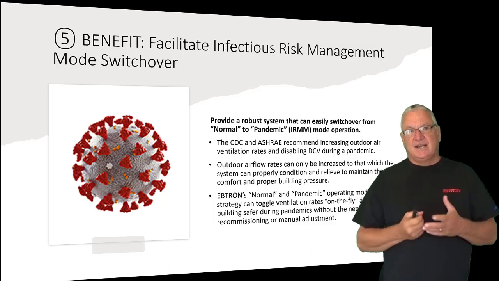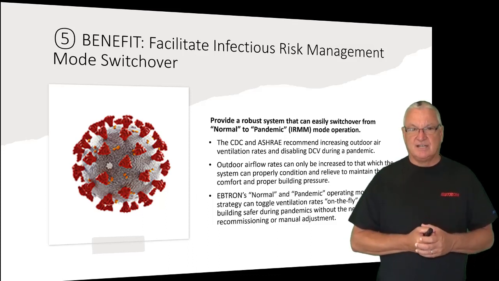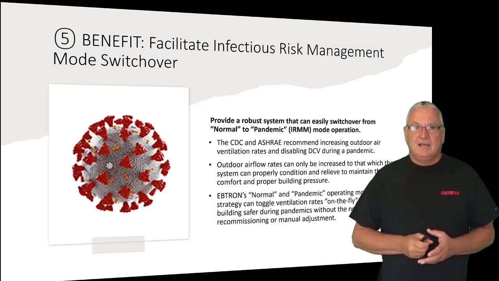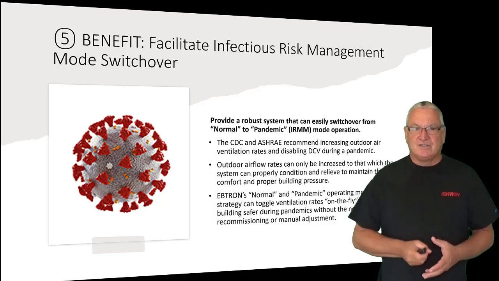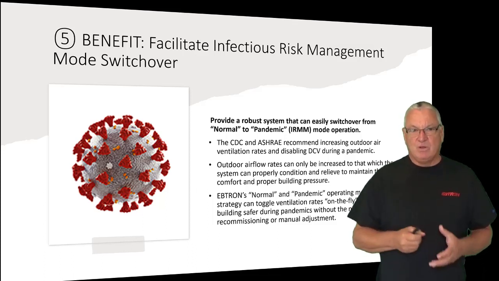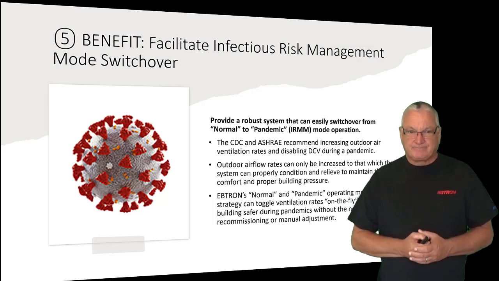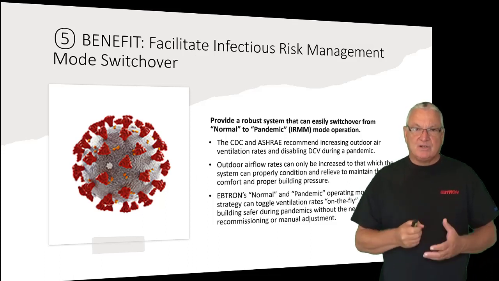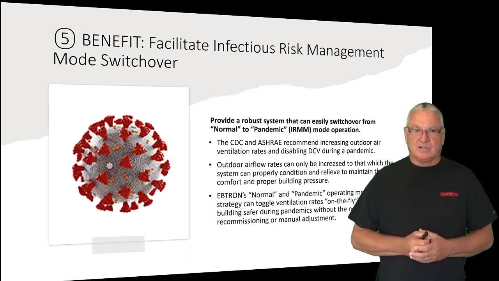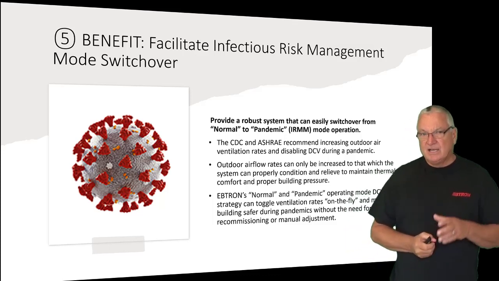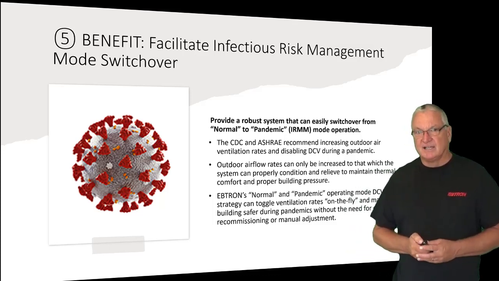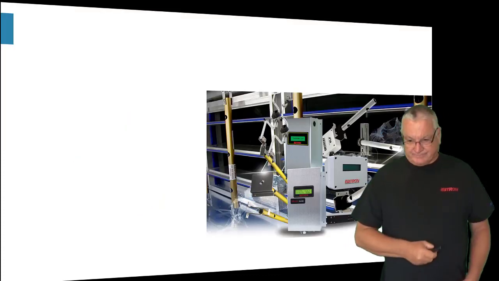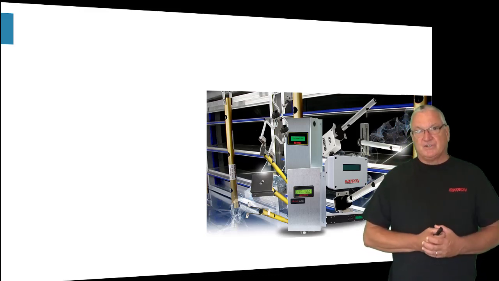The CDC and ASHRAE recommend increasing outdoor air ventilation rates and disabling DCV during a pandemic. That's not that easy if you're not measuring it and you don't have a control strategy that allows you to do that. So we can talk about how we want to do that, all right? That's basically increasing the outdoor airflow rates, but having a way to control it, monitor it, and know that you're not bringing in more than the system can provide. Okay, and I have a nice presentation on that for those of you who are interested. Now, to me, those are the main reasons why you want to measure airflow rates.